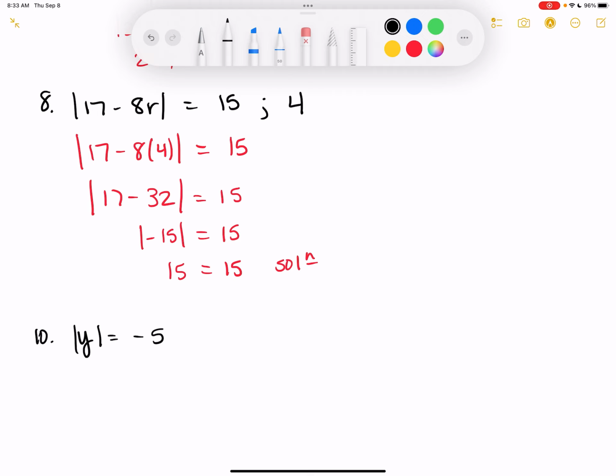So what value of y, when you take the absolute value, will give you negative 5? None. So there's no solution.